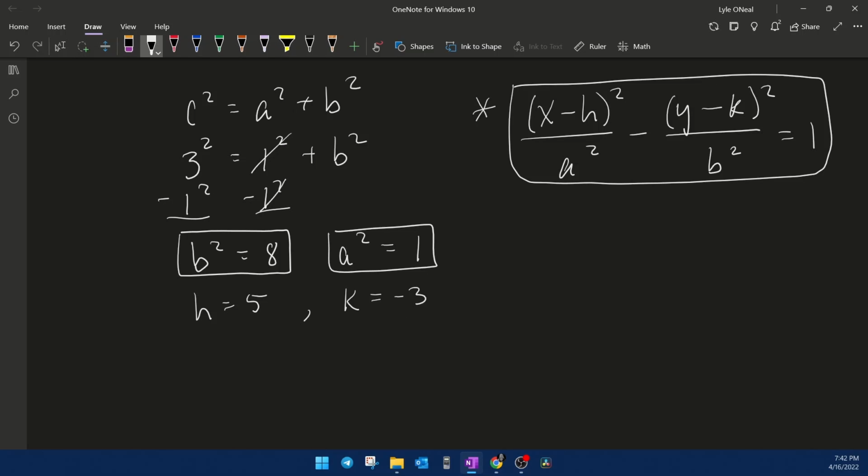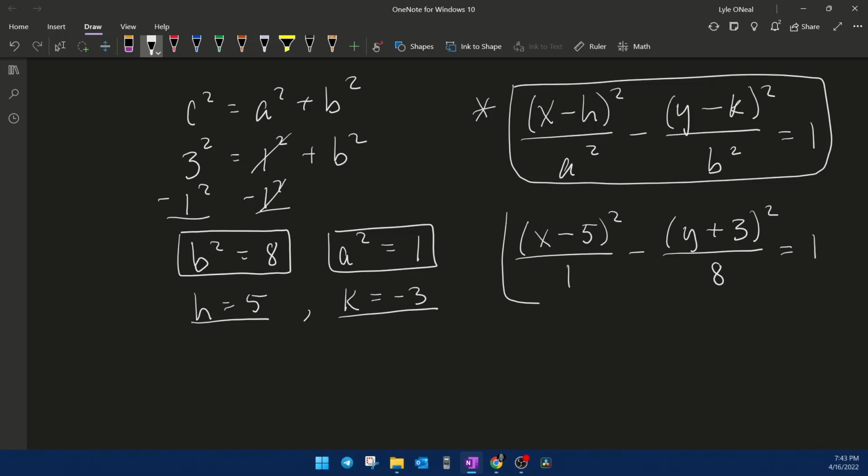Okay, so I've copied my equation down here in the window, and we're going to plug and play. Here we're going to have x minus h, which would be x minus 5, quantity squared, over a squared, which would be over 1, minus y minus negative 3. Minus a negative makes it a plus. 3 squared over b squared, which is 8, equal 1, and we're done. And now let's go input this in our MyLab Math and see if we're correct.